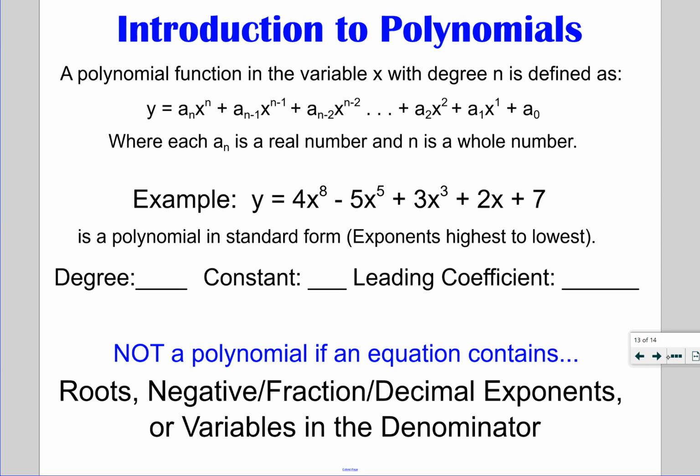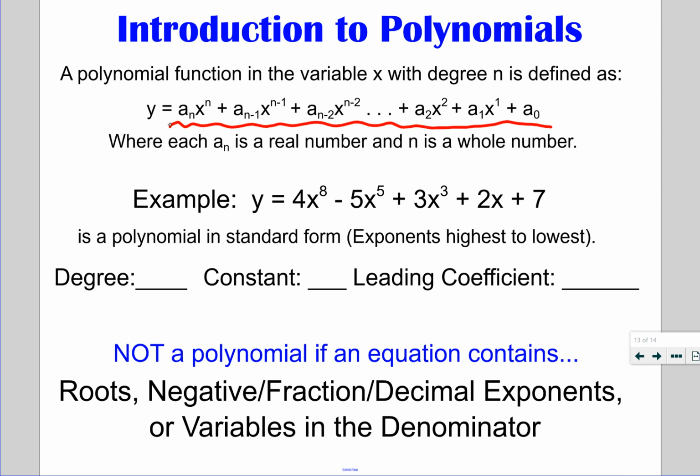The final thing in this lesson is an introduction to polynomials. In a few days, we'll get a little more into detail with this, but on your homework on My Math Lab, you will have a few problems that have to do with just the terminology. The definition of a polynomial function is really quite intimidating. A polynomial function is a polynomial in variable x and degree n and is defined as such. And there's a lot of notation that goes along with this. And it says where each a sub n is a real number and n is a whole number.